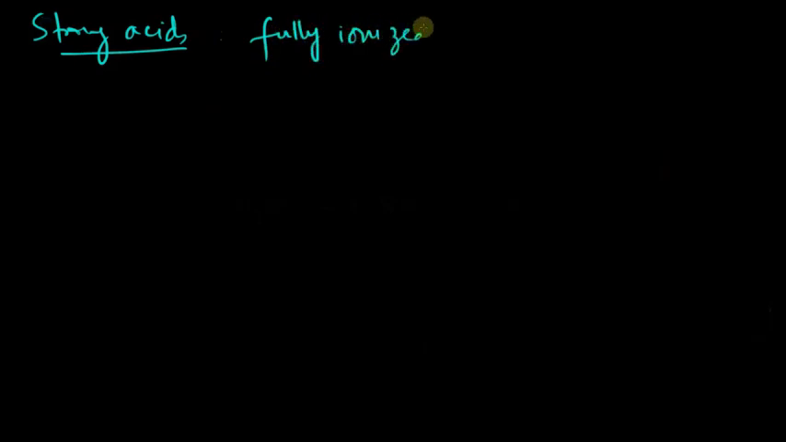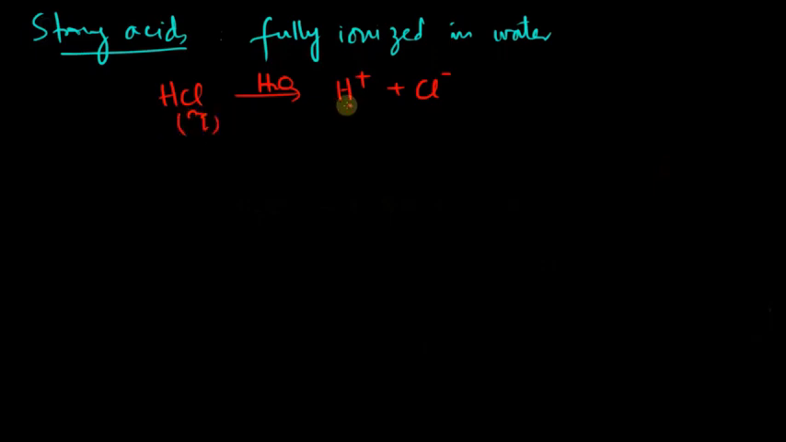Now let's move ahead and see the difference between the strong and the weak acid. Strong acids are those acids which are fully ionized in water. For example, we got an acid like HCl. When you put it in water, it will fully dissolve, fully convert into its ions to form H plus ions and Cl negative ions. All HCl molecules will break into ions. No molecule will be left unionized in this case.